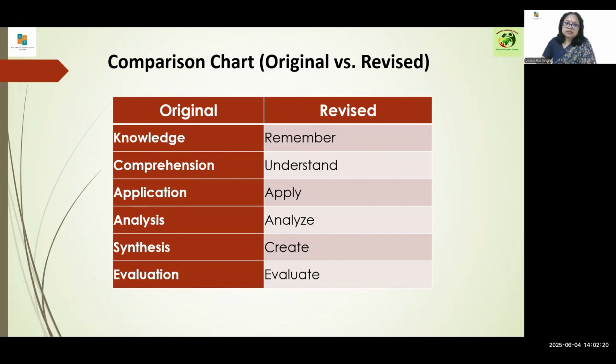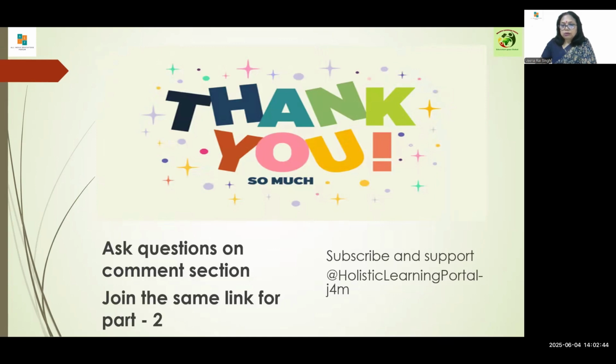Knowledge is remember, comprehension is understand, application is apply, analysis has become analyze, synthesis is now create, and evaluation is evaluate. As we discussed, synthesis or create has been taken to the top now. So this was about Bloom's taxonomy and how the original theory was placed and how the revision took place. So this was part 1.